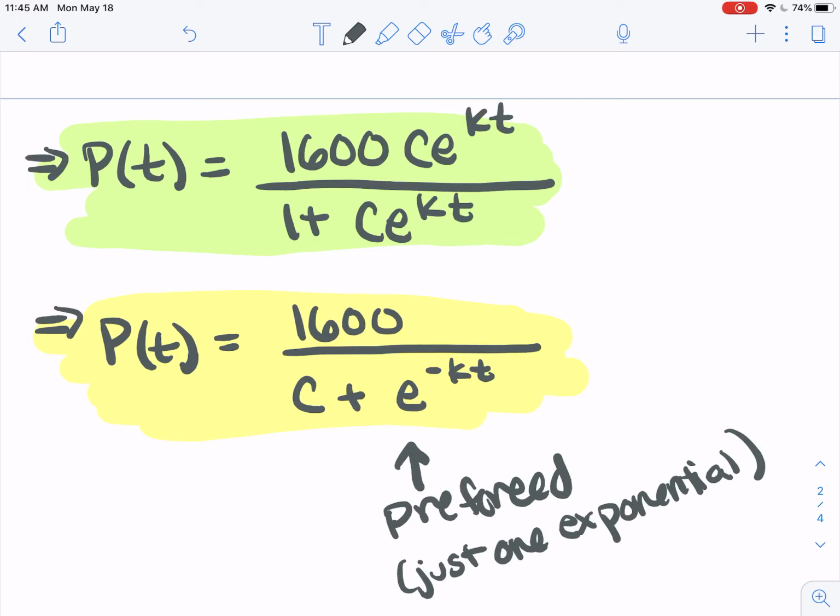Yeah, so there we go. That's the first part. That's solving the differential equation. We're going to do videos for the rest of the parts separately.